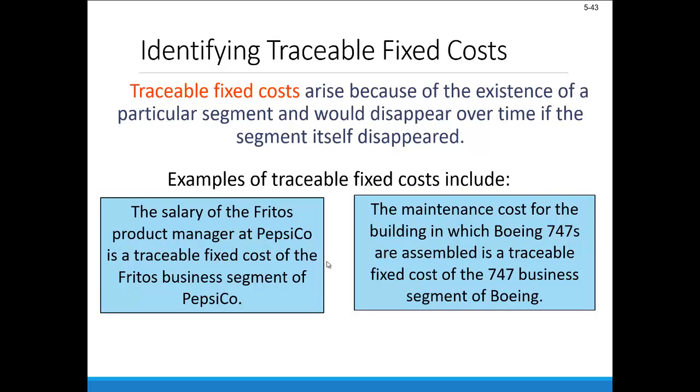Now, traceable fixed costs come about because of the existence of a particular segment. We say the cost is traceable to that segment. And the point is that the cost would disappear, at least over time, if the segment itself went away. So a couple quick examples here.